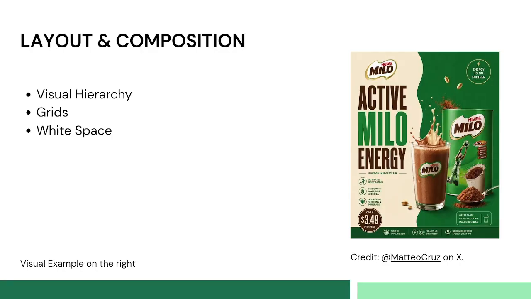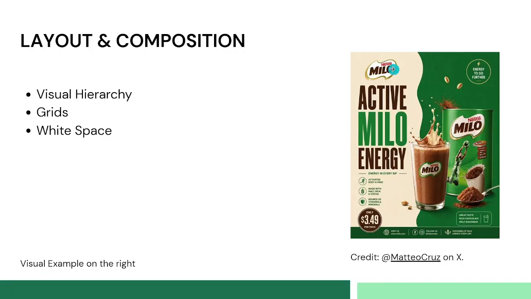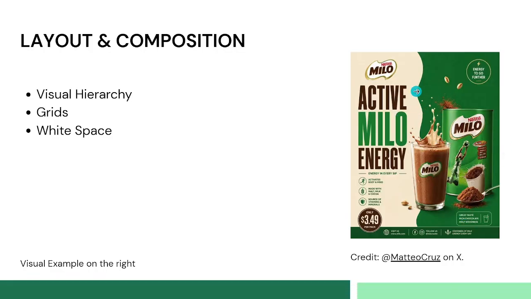Now, for layout and composition, we'll be looking at three major things: visual hierarchy, grids, and white space. And there's a visual example here by the right. The credit here goes to Matthew Cruz on X. You can see this is for the Nestle Milo brand, and they have all their products outlined in the flyer. And this is a good example of the use of layout and composition in design. You can see the way the images all add beauty to the design, and the use of text is properly used here in this design as well.